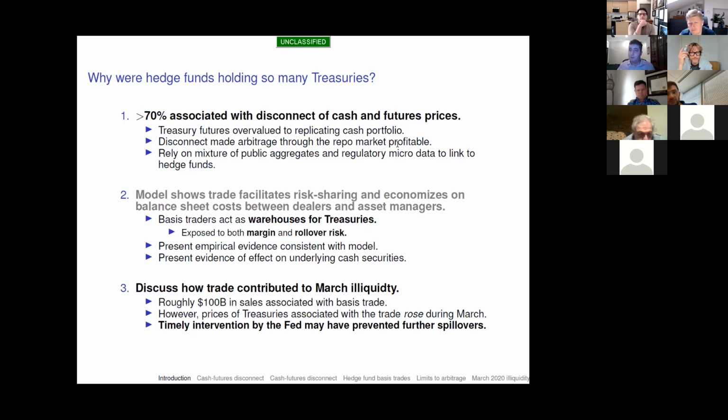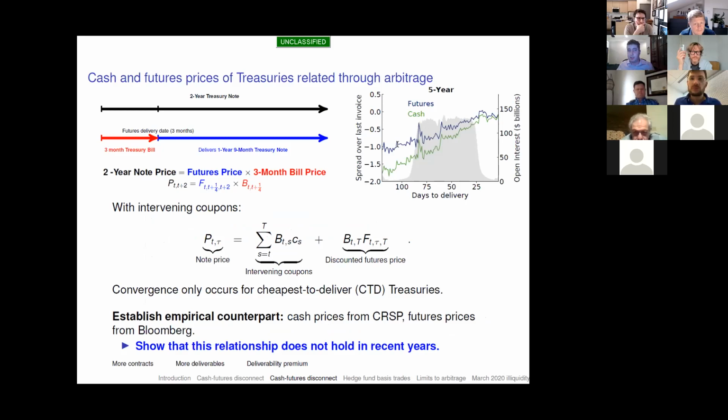So to start with what we think were the main drivers of this arbitrage activity, we're going to talk about the relationship between cash and futures prices in a frictionless market. If you think about it, these two things have to be related. I can either buy a Treasury today or I can enter into a futures contract today that will deliver me the Treasury in 3 months.